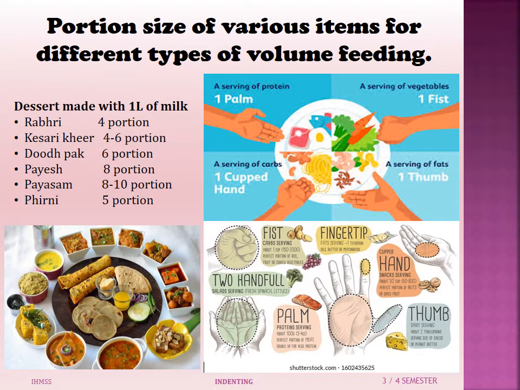Portion size of various items continuation. Dessert made with 1 liter of milk: rabri will give you 4 portions. Kesari kheer will give you 4 to 6 portions. Doodh pak will give you 6 portions. Payas will give you 8 portions. Payasam will give you 8 to 10 portions. Firni will give you 5 portions.